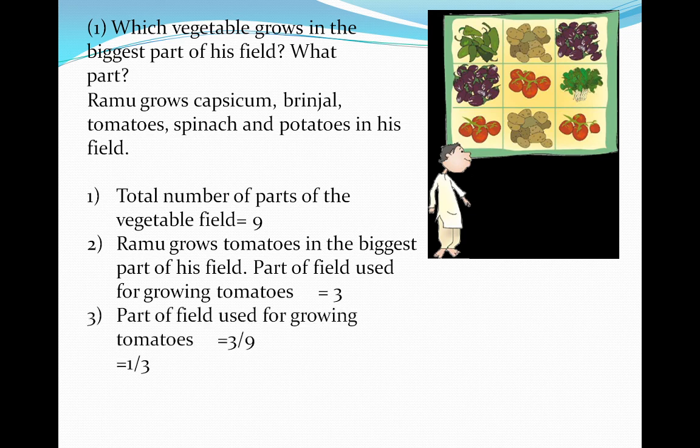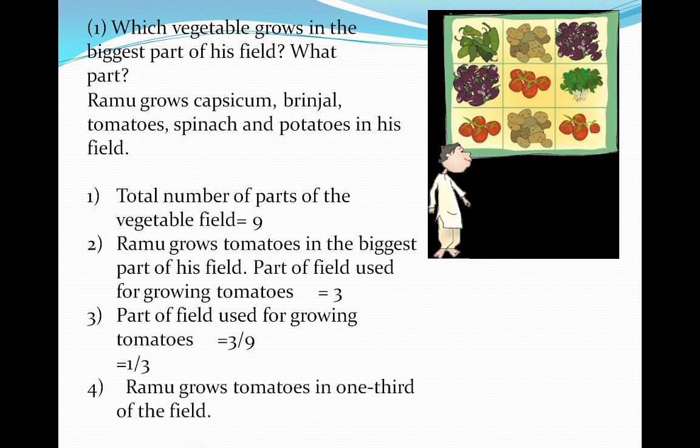So the part of the field used for growing tomatoes is equal to 3 upon 9, and we can find its short form, that is 1 upon 3, because 9 comes in the table of 3. So 3 ones are 3, and 3 threes are 9. So we can write 1 upon 3. That is 1/3 part of the field used for growing tomatoes. So we can write: Ramu grows tomatoes in the 1/3 part of the field.